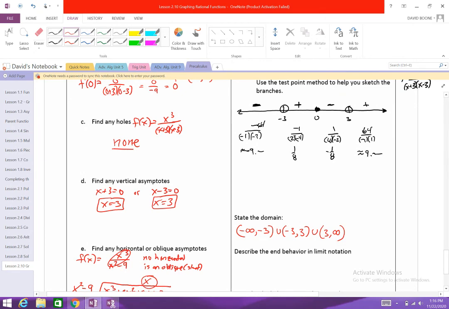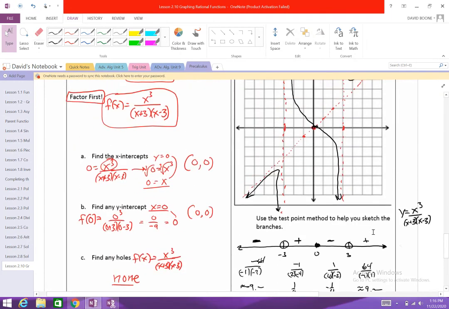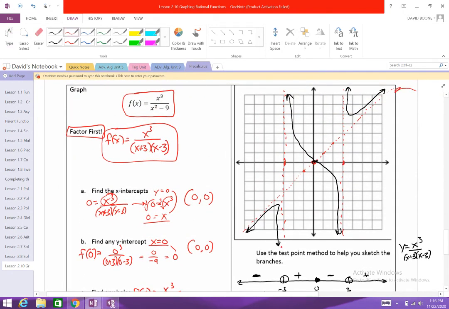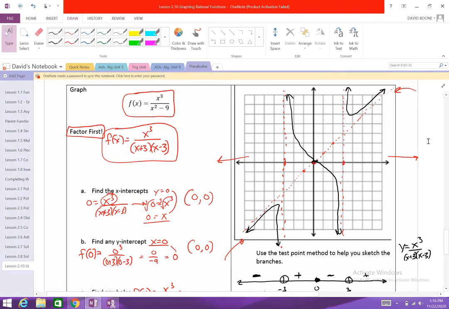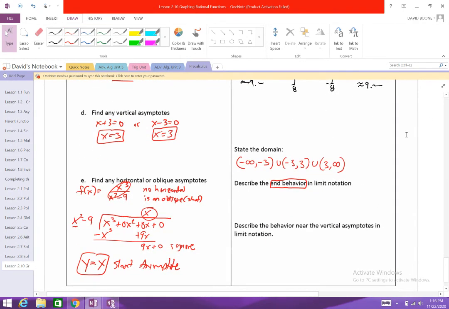So if I'm going to describe the end behavior now, again, I'm going to look at this end behavior. So I'm only looking at the pieces that are out here and out here. Okay? I'm looking at what happens as x goes to infinity and as x goes to negative infinity. So here, as x goes to negative infinity, this graph is going down. And here, when x is going to positive infinity, the graph is going up. So I'm going to write those down.